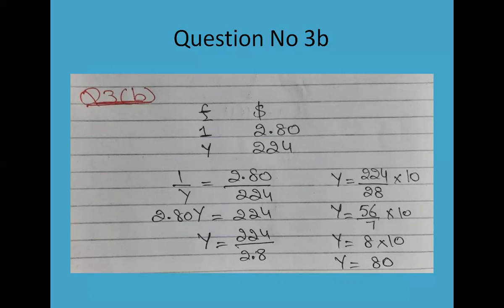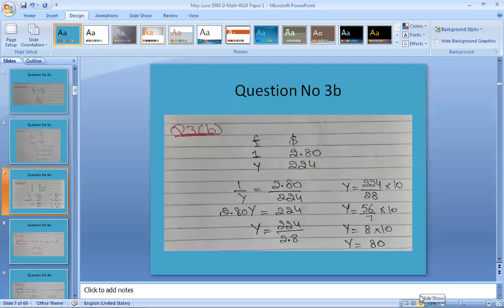So remove this decimal. Upstairs, I will write a 10. And you can cancel 224 and 28 with the table of 4. So you will have 56 divided by 7 into 10. And you know the 7 and 56, they can be cancelled. So 8 sevens are 56. So 8 into 10, and so 80. So you will get 80 pounds if you have 224 dollars. So that's how you do the question number 3. Okay.